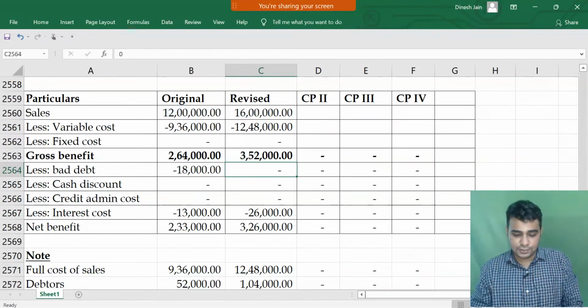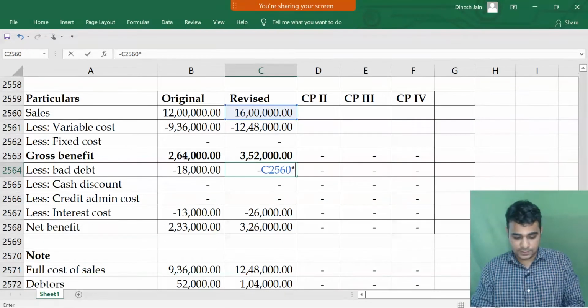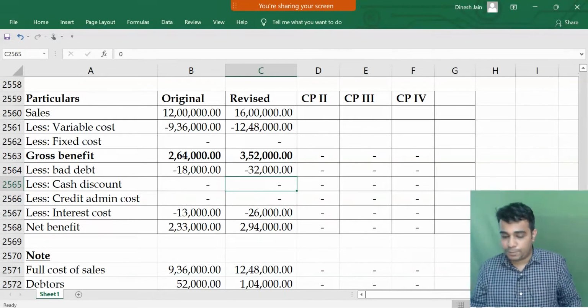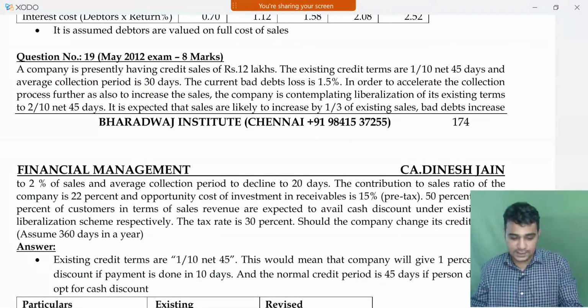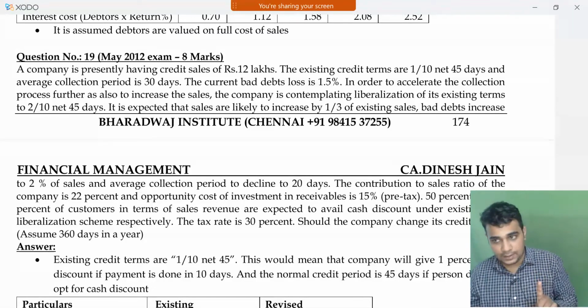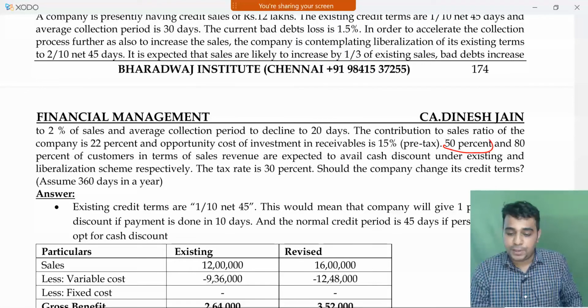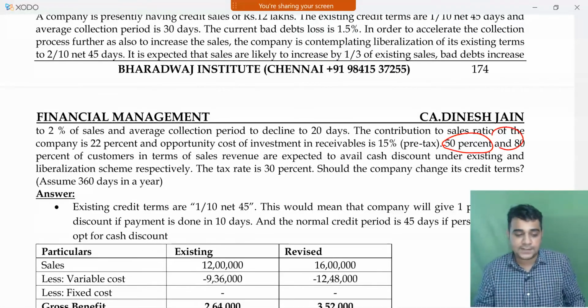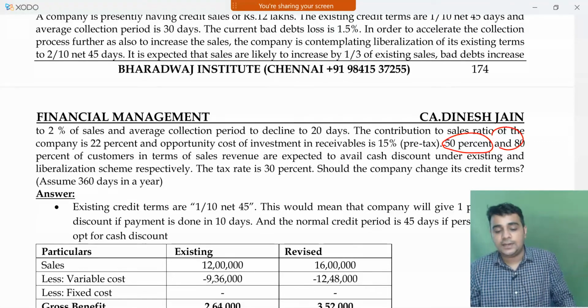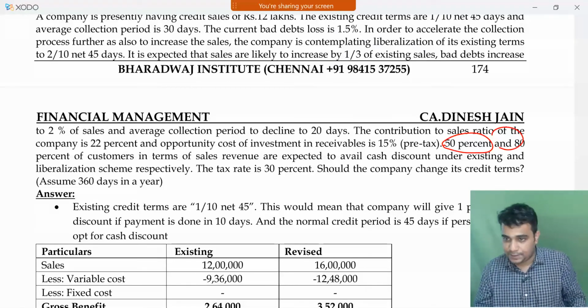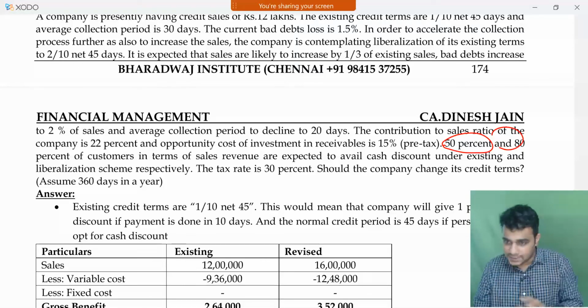Then it increases to 2%. Cash discount, they are saying: as of now I am giving 1% discount, and I want to make it 2% discount. They are saying 50% of people today and 80% of people later will take this scheme. 50% and 80% of customers in terms of revenue are expected to avail cash discount under the existing and liberalization scheme respectively. So today 50%, later it is 80%.